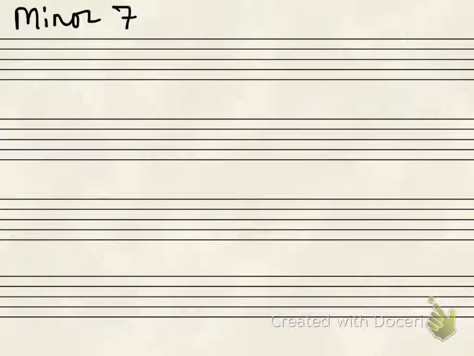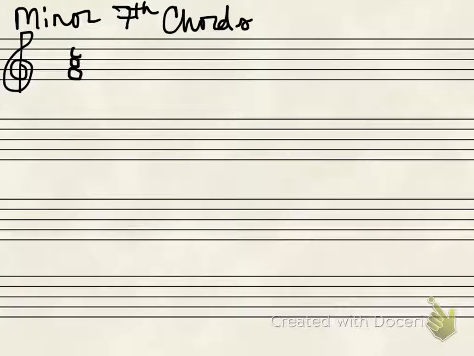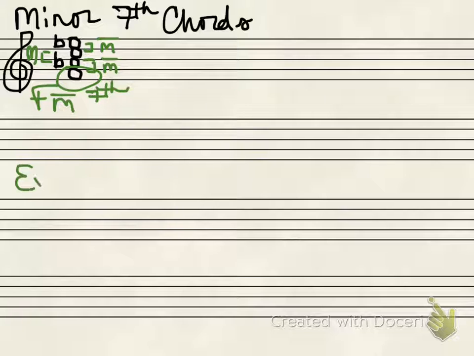The next one we're going to look at is minor seventh chords. And this one is going to have a minor on the bottom, a major in the middle, and a minor on top. This is notated as F minor seventh because of the A flat and the E flat.